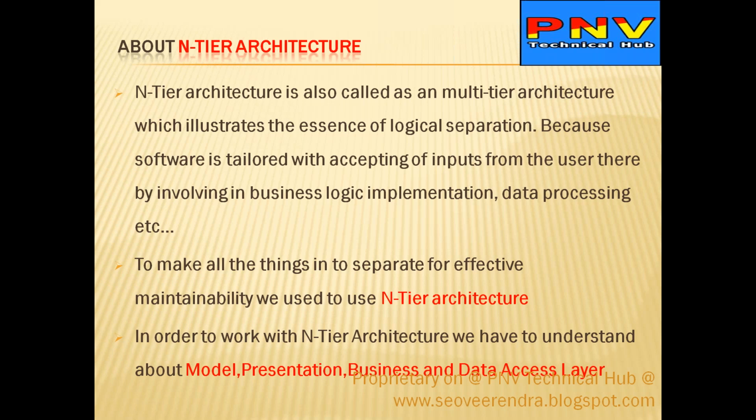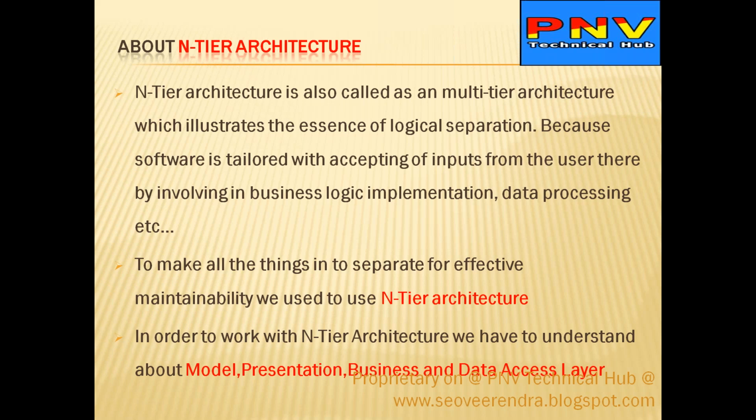So we have to define which process can be done in which layer. To keep all the things separate for effective maintainability, we use n-tier architecture. Say tomorrow I want to change my business logic. I need not touch other layers. I will go to the business implementation layer and make the change. I can deploy, which is very easy from a maintenance point of view.